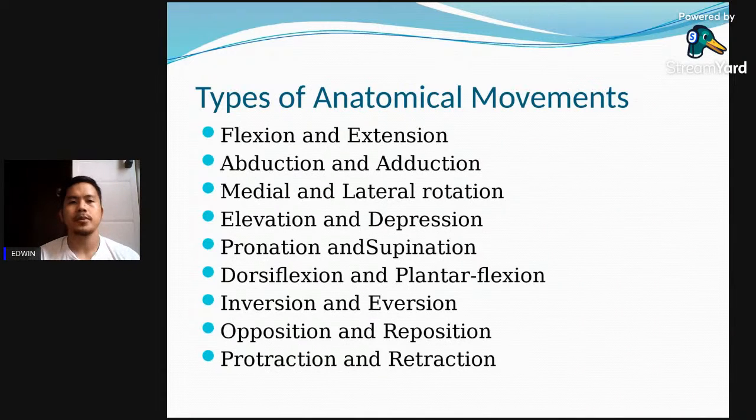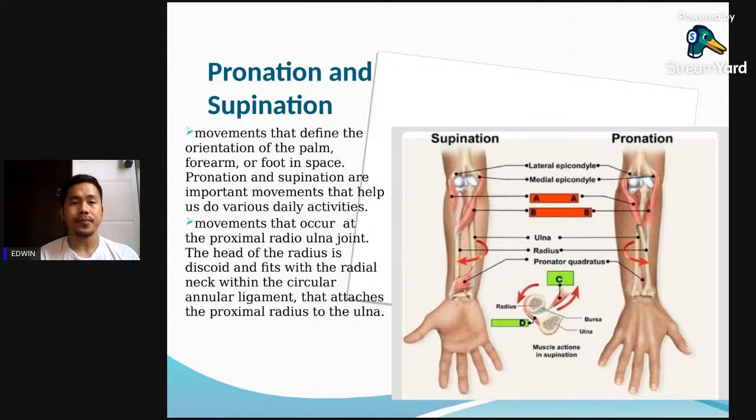Types of anatomical movements: flexion and extension, abduction and adduction, medial and lateral rotation, elevation and depression, pronation and supination, dorsiflexion and plantar flexion, inversion and eversion, opposition and reposition, protraction and retraction. But we are going to tackle only my topic, which is pronation and supination.